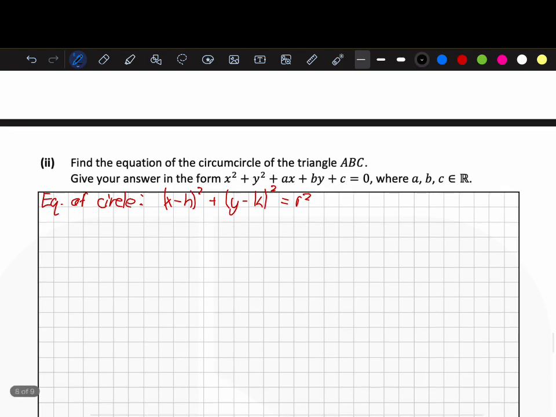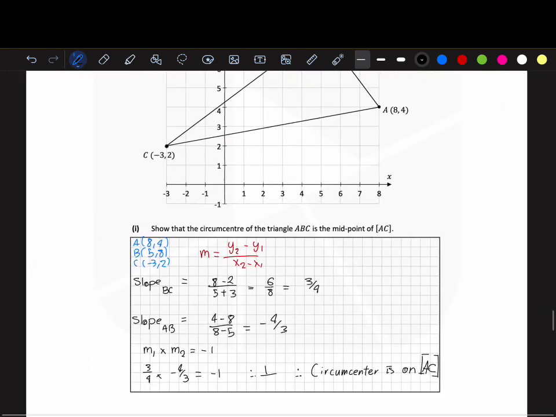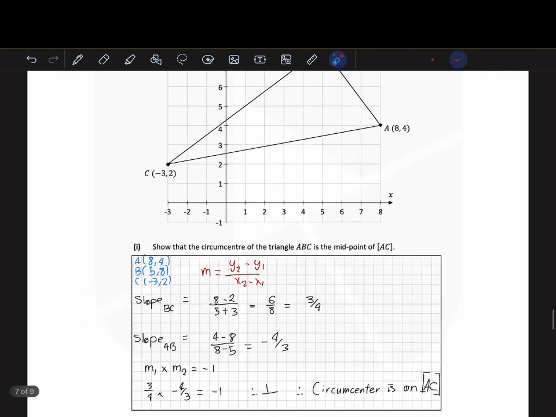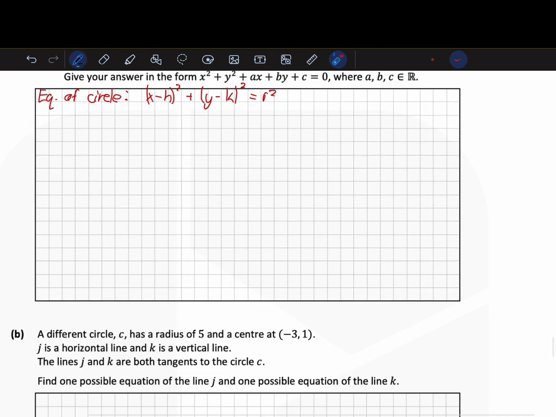Well, my radius, if we look back up here, if the center lies on this line right here, my midpoint is going to be right here. So if I find the distance overall and divide it by 2, that'll give me the radius. And then all we need is the center, which is going to be midway between A and C. So I have my midpoint, which is (x1 + x2)/2, (y1 + y2)/2.